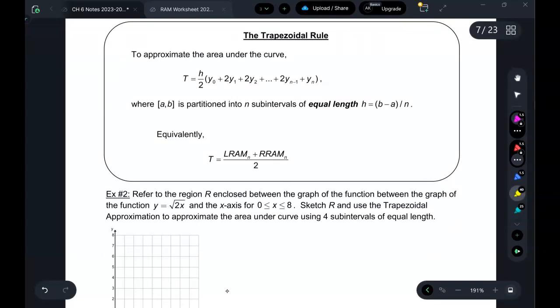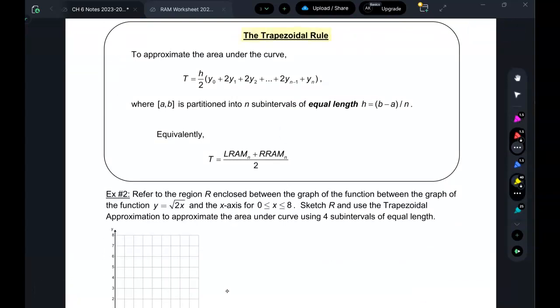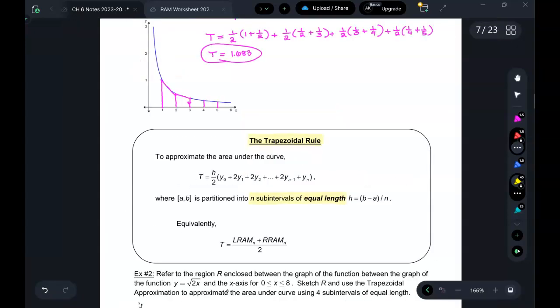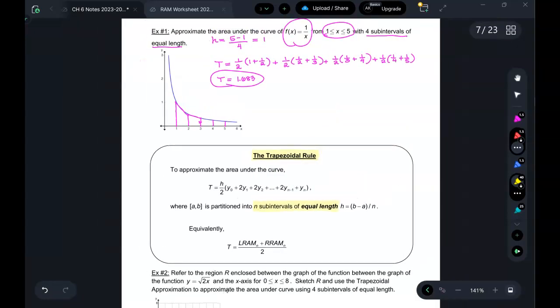Okay, now let's put that together and make it a rule. And just so you know, this can only be used when the subintervals are of equal length, like the previous one. Otherwise, we have to do each individual trapezoid.